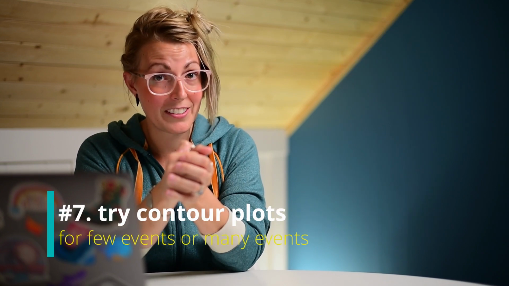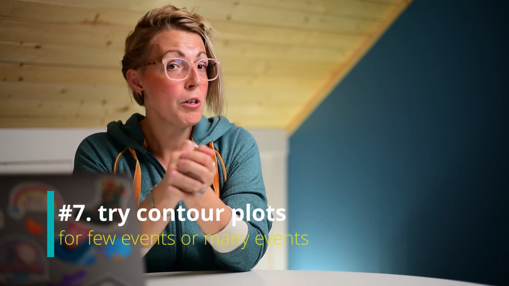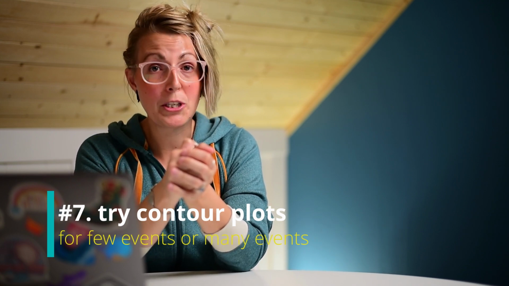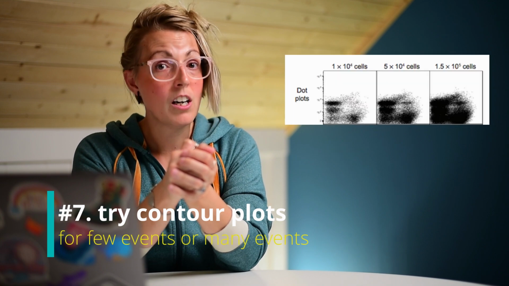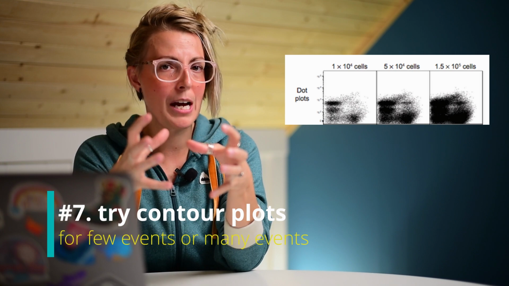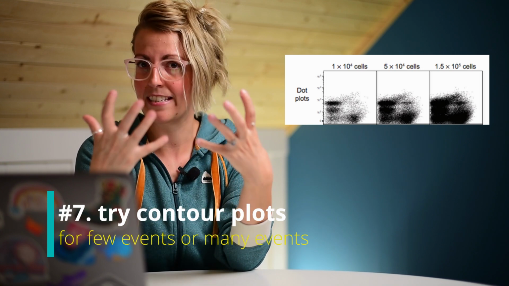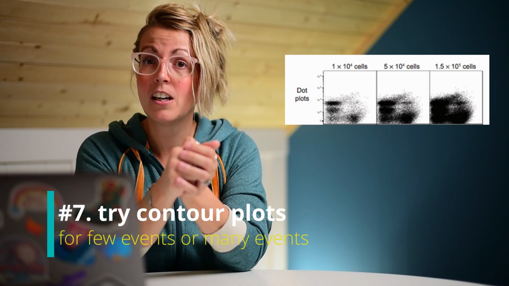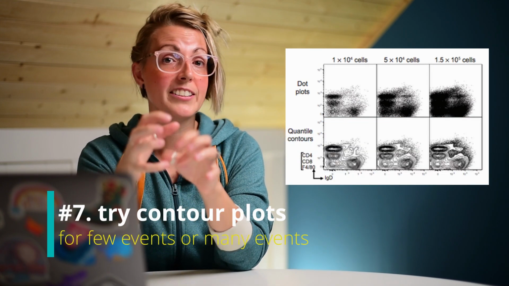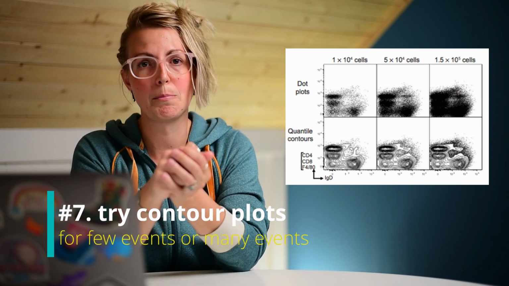Tip number 7, back to contour plots. Contour plots are fantastic. They work well when you have few events. They work even better when you have many events. A lot of the times when you have dot plots and you have a lot of events on that plot, the populations will start to all merge together just due to a natural spread of the population. A contour plot allows you to still pull these differences out while maintaining all your data on the plot.